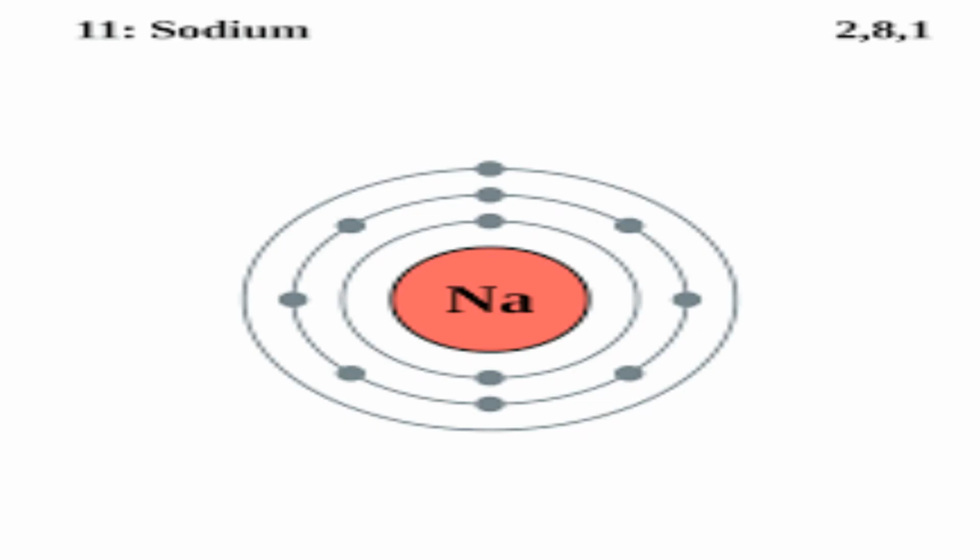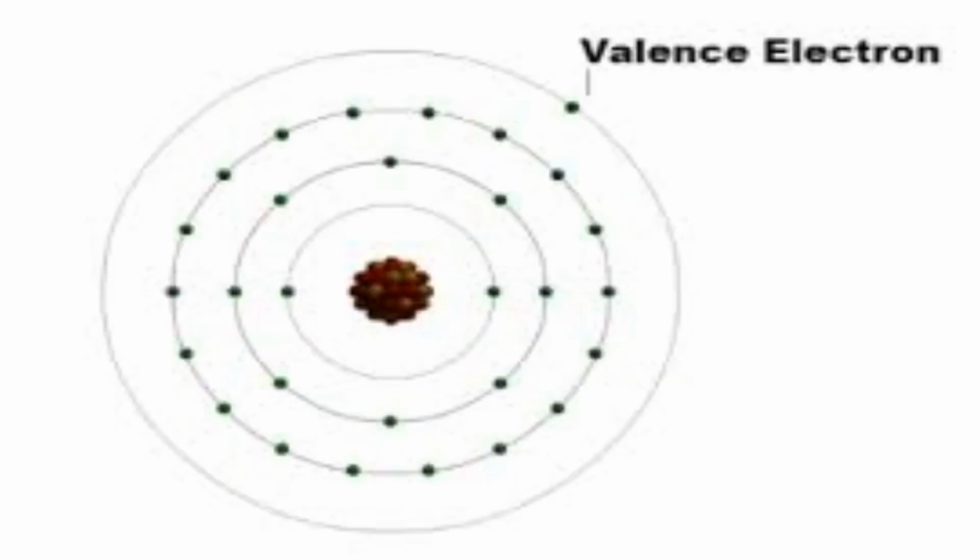Now I will talk about the shell of the atom. Atoms have shells. The first shell holds 2 electrons. The rest holds 8 electrons unless the atomic number is greater than 20.